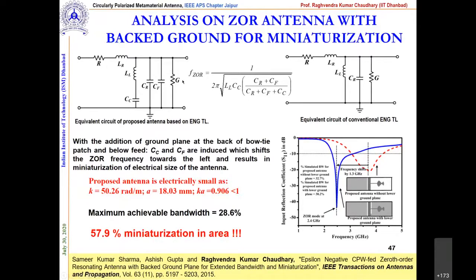What I would say here is that the miniaturization level is 57.9%. This is quite a big number. And here ka is less than 1, so it still obeys the criterion of an electrically small antenna. We can say it is an electrically small antenna. This is the measured result that we found, and it follows the omnidirectional radiation pattern. The idea is the same: the circulating magnetic surface current is around the antenna, and we are getting these things.